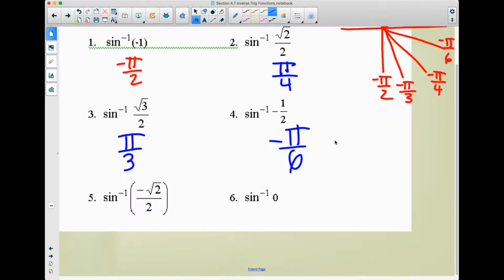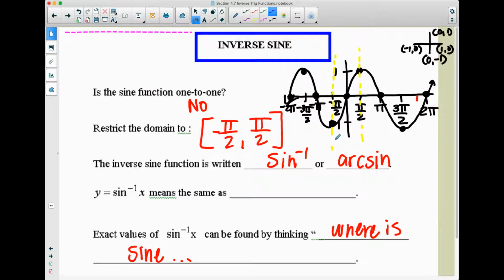And then where is sine negative root 2 over 2? And where is sine 0? So I have a couple of kids, sometimes they'll put 0, and a couple of them that will put 2 pi. Be careful. 2 pi is over here. Not within my inverse. Okay. Any questions so far?